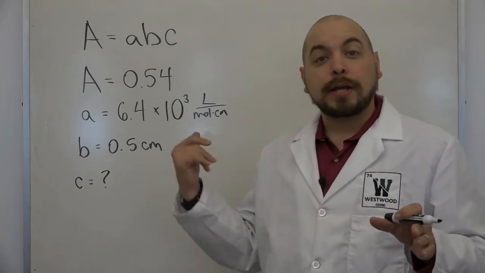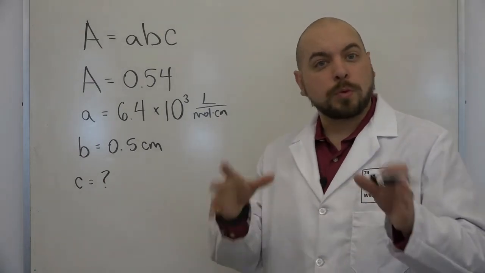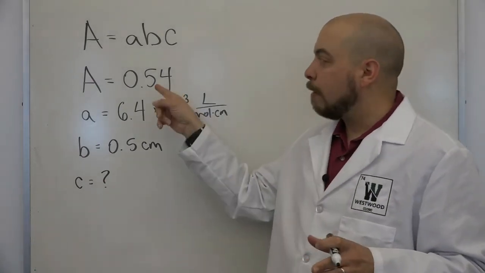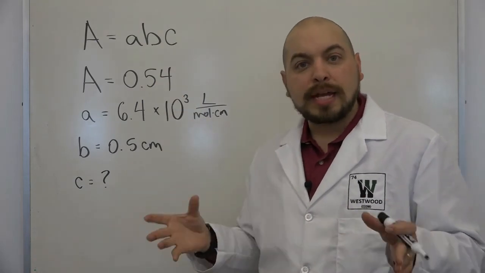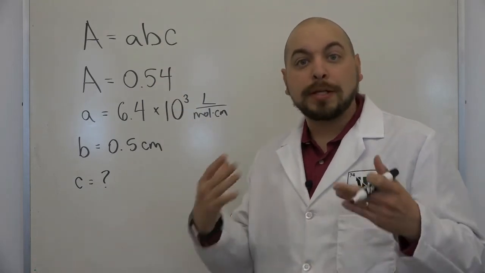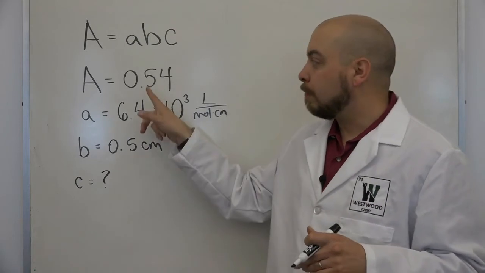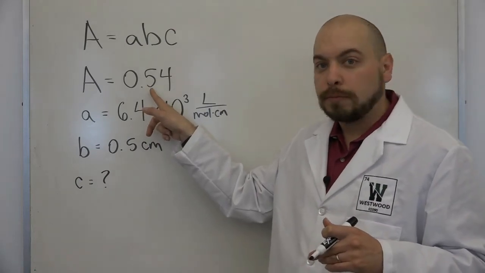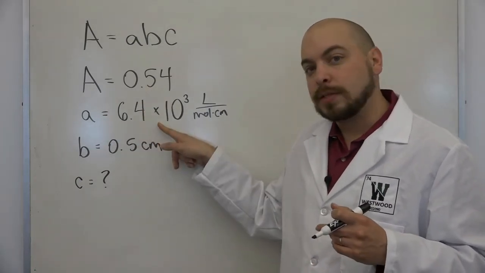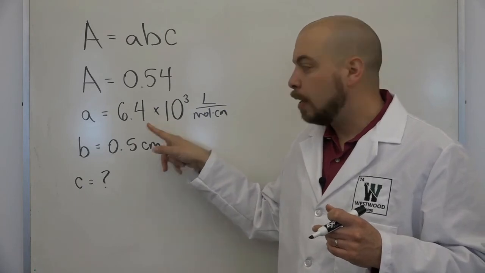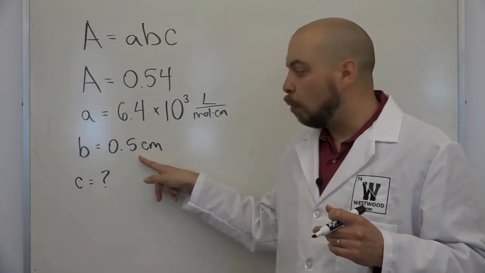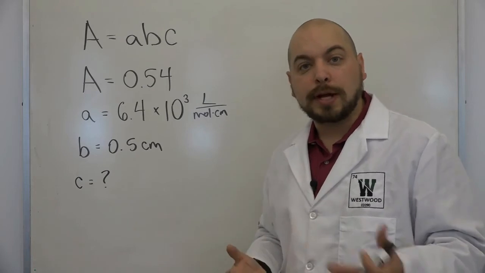All right, so now I've had a couple of seconds to work through the problem on your own. Let's work through it together. I've given you some information, and we're simply going to take that information in this situation and plug it into our Beer's law equation. I've given you the absorbance of 0.54, the molar absorptivity of 6.4 times 10 to the third. I've given you the path length of 0.5, and we're looking for C, or concentration.